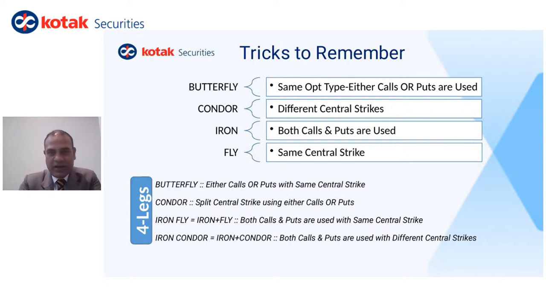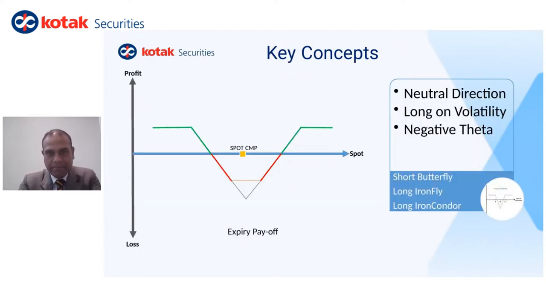What is the other thing? In terms of the profile, just remember, whatever be the name of the strategy, if your payoff diagram looks like this, it means that you are neutral in the direction, first of all, because either you are making money on the downside or on the upside, correct? So you are neutral in terms of the direction, but you are long on volatility. You think that the market will move in one direction and it will move in a big way.